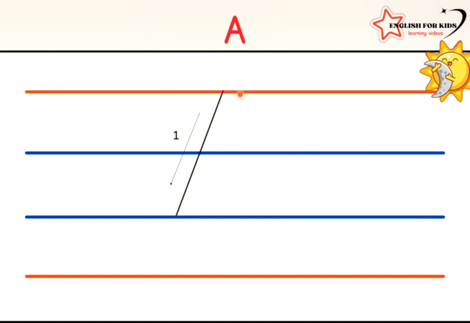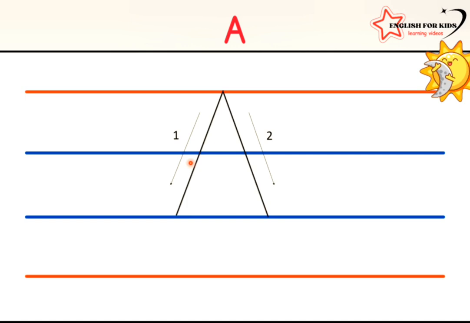Now we are going to draw another line. See, this time we will have to draw like this. Look at it carefully. From here to here. See how it is drawn? Great. This is line number 2.